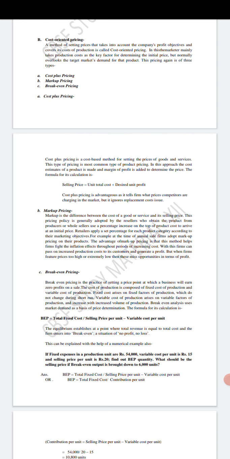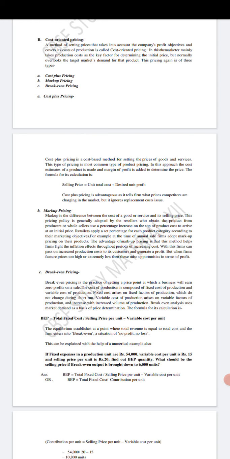So this pricing again is of three types. Just remember, there are again three types in this method, cost oriented pricing. These are cost plus pricing, markup pricing, and break even pricing. These methods are also very easy. Cost plus, as its name suggests, means we fix the price according to cost, plus we add some profit margin. For example, if we manufactured a pen for rupees 10, its cost is rupees 10, and if we are selling this pen for rupees 12, its price is rupees 12 and rupees 2 is the profit margin. So that's cost plus pricing.